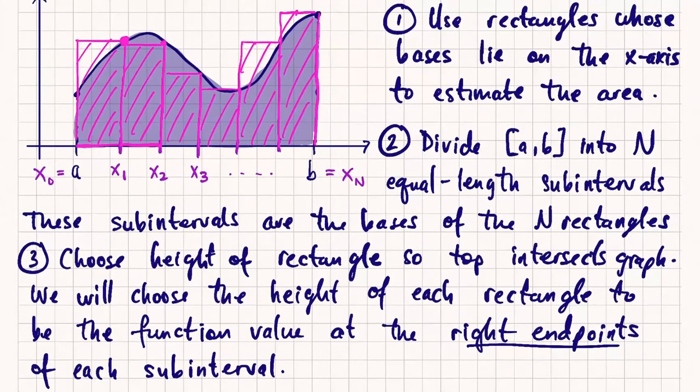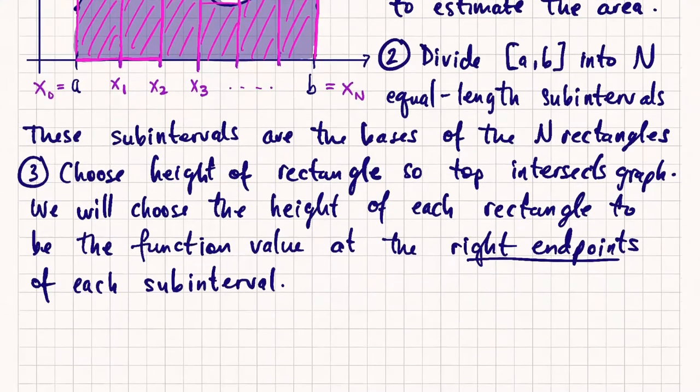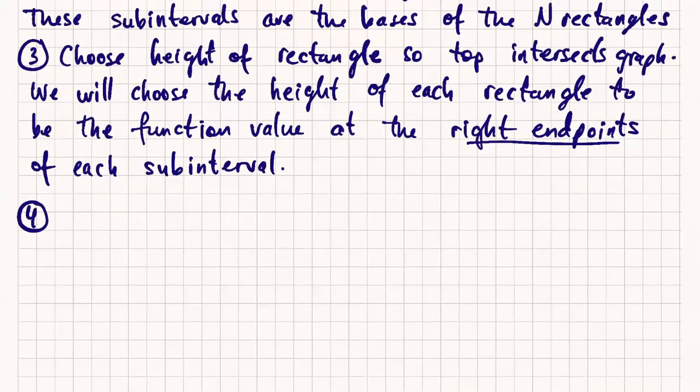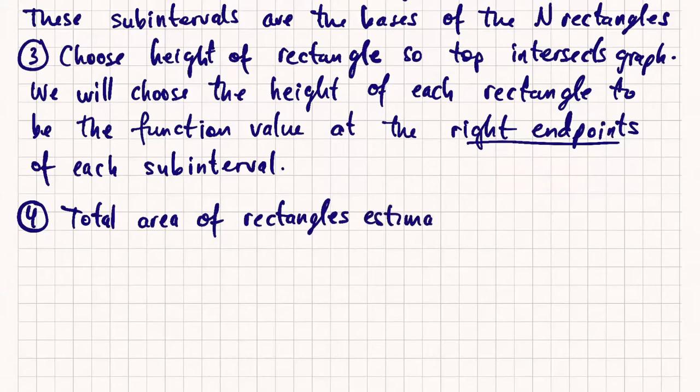And then the last step, as I alluded to, is, now that you've drawn your rectangles, calculate the area of each rectangle, width times height. They're all the same width, which is nice. Add up all the areas, and that's the approximation of the area underneath the graph. That's it. So: total area of rectangles estimates area under the graph.